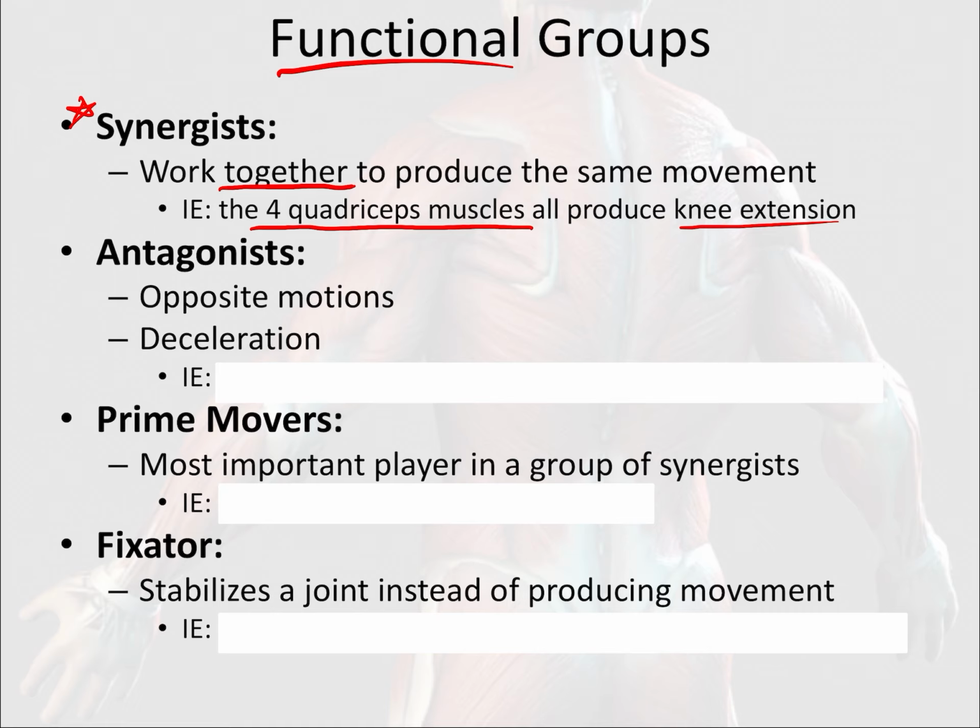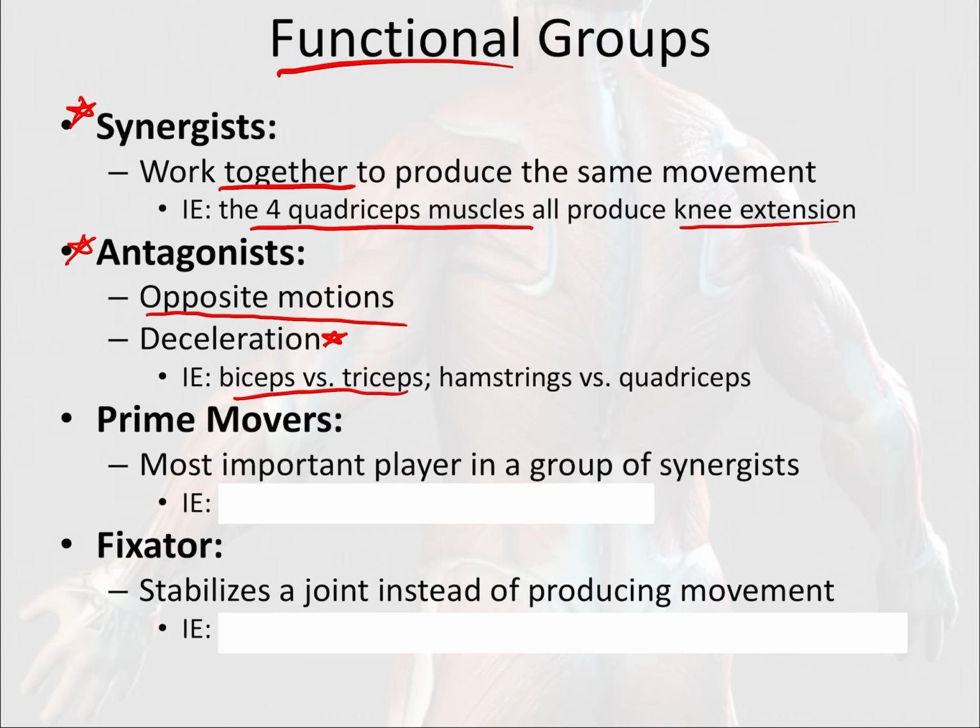Okay. The second one is called antagonists. This is the exact opposite of synergists. These produce opposite motions. They're also helpful for decelerating joints, and we'll talk more about that later. The example here would be the biceps versus the triceps, right? Your biceps flex your elbow, triceps extend your elbow. They do the exact opposite action. So those are called antagonists. Secondly, hamstrings versus quads, right? Hamstrings are knee flexors. They bring your heel up towards your butt, whereas the quadriceps do the opposite. They extend your knee. Okay, so those are 2 terms to remember.